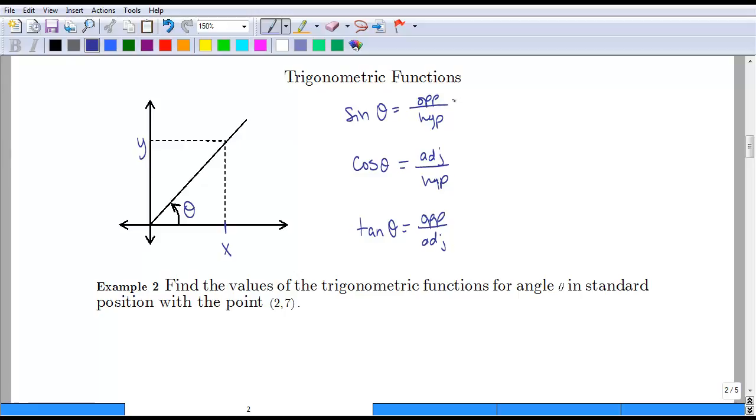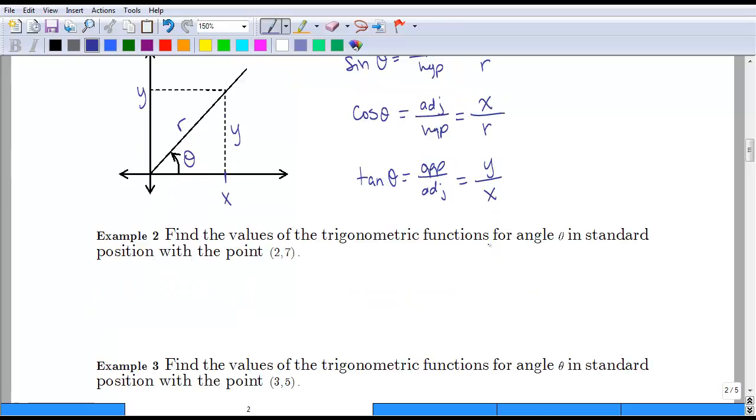So in this case, our opposite side, if we label it this way, is going to be y over hypotenuse, which we are going to call r, or the radius. For cosine, this is going to be the adjacent side, which is the x value, and the hypotenuse again is r. And finally, the tangent is opposite over adjacent, so y over x. And so these are the trig functions with regards to xy coordinates.